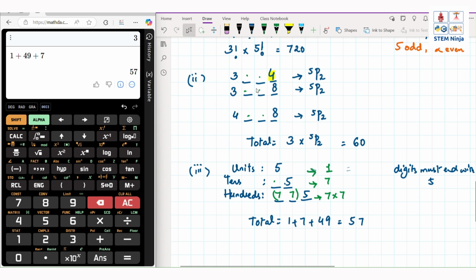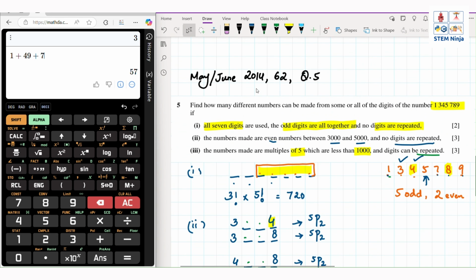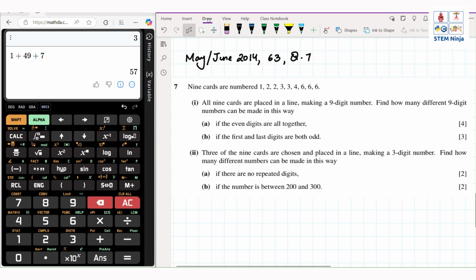All right, let's see the variant 6-3. All right, so let's see this. 9 cards are numbered 1, 2, 2, 3, 3, 4, 6, 6, 6. Okay. Part 1. All 9 cards are placed in a line, making a 9-digit number. Find how many different 9-digit numbers can be made in this way if even digits are together.